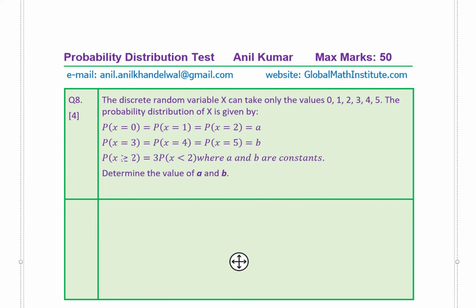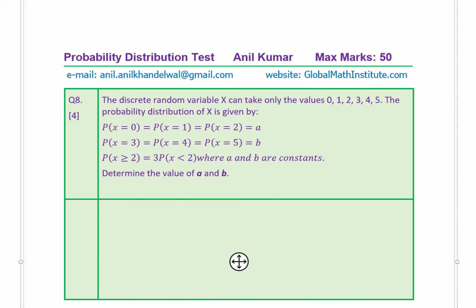The probability of x greater than or equal to 2 is equal to 3 times the probability of x less than 2, where a and b are constants. Determine the values of a and b. That's worth 4 marks. You can now pause the video, answer all these questions, and then look into my suggestions.